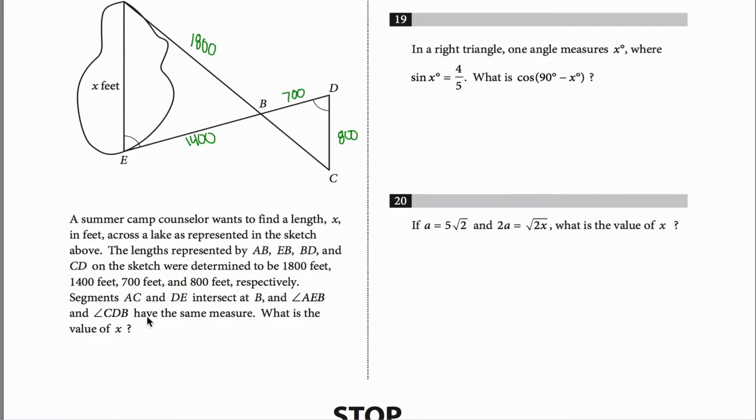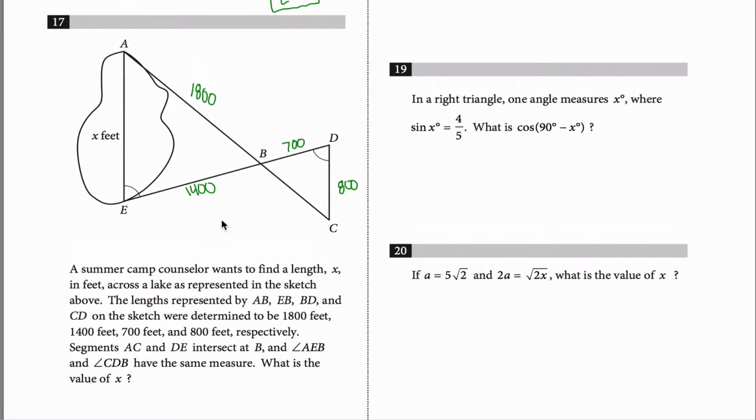Cool. Segments AC, in other words this line, and DE, this line here, intersect at B. Yep, sure looks that way. And angle AEB and CDB, so the angle at E, it's labeled for you. This angle right here, AEB, is the same as CDB, this angle right here. Okay, that was nice of them to tell us. Okay, so what it wants to know is what is the value of x? What is this thing right here?